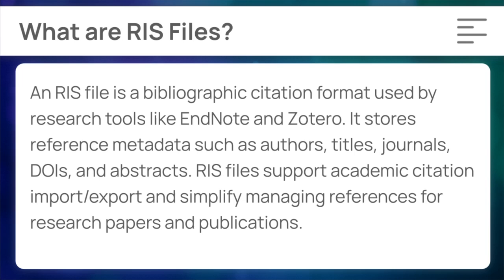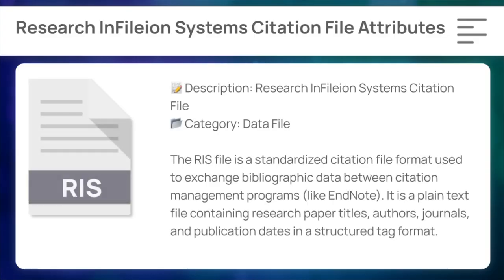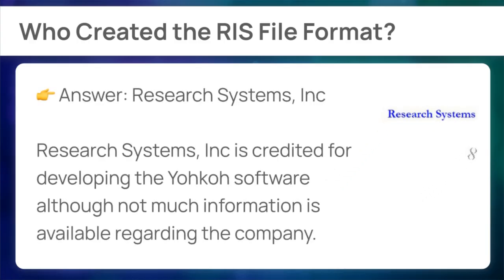The RIS file is a standardized citation file format used to exchange bibliographic data between citation management programs, like EndNote. It is a plain text file containing research paper titles, authors, journals, and publication dates in a structured tag format. Developed by Research Information Systems, RIS, the format is designed for universal academic interoperability.